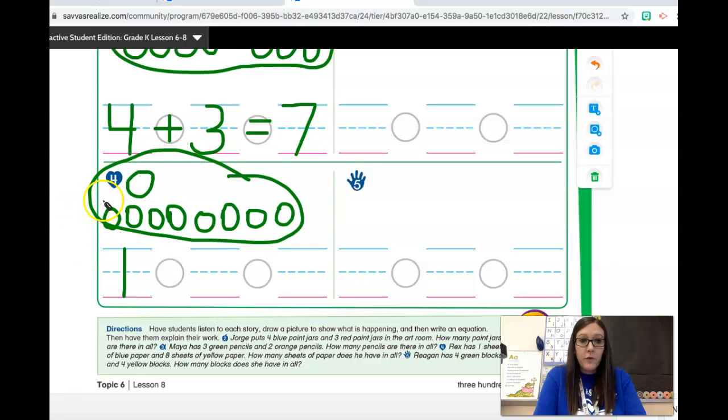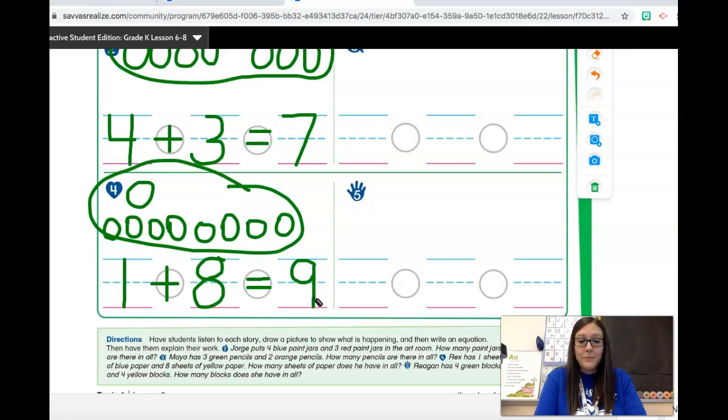1 for the 1 sheet of paper, plus, how many were in the other group? 1, 2, 3, 4, 5, 6, 7, 8. 8. We joined 1 and 8 equals how many in all? 9 in all. 1 plus 8 equals 9.